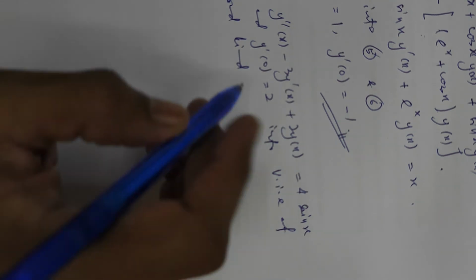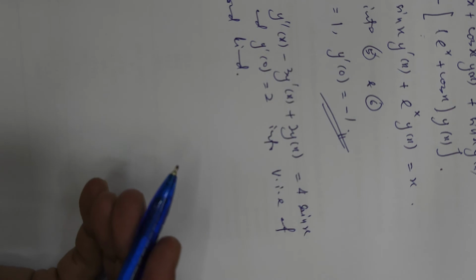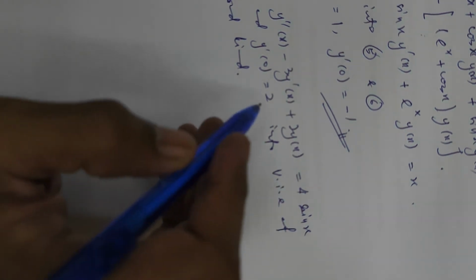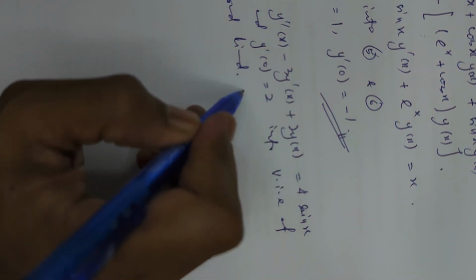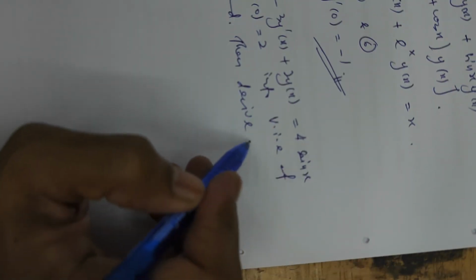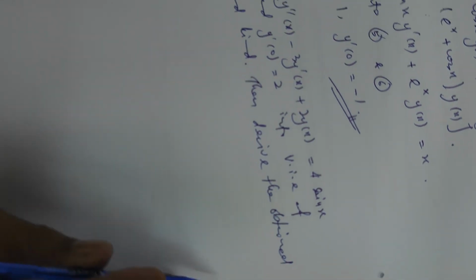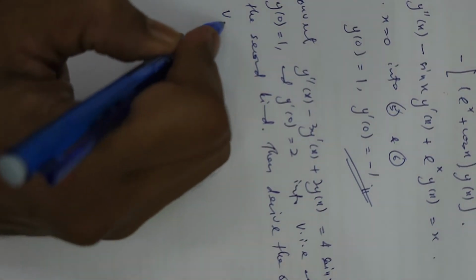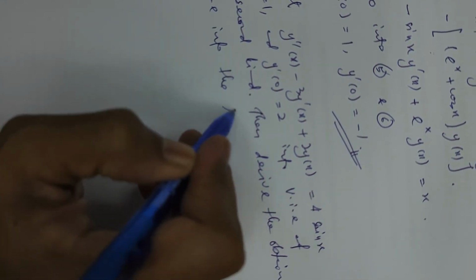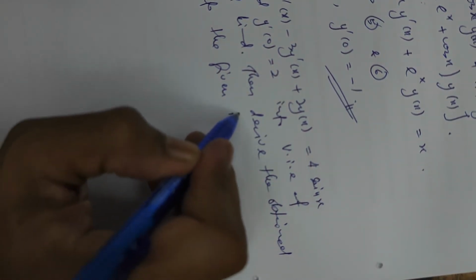Alright, and again, having done those, we derive the original differential equation from the obtained integral equation, and then derive the obtained Volterra integral equation into the given initial value problem.